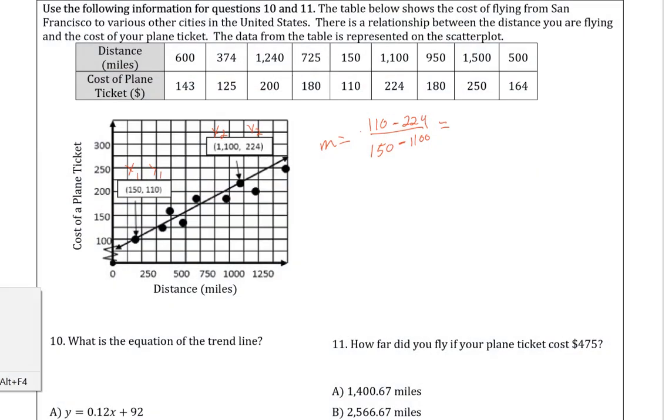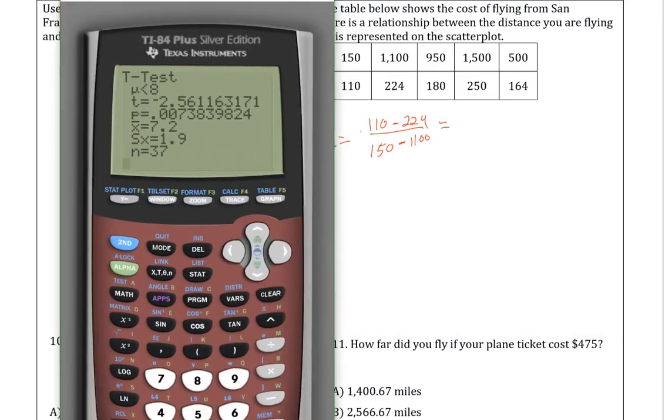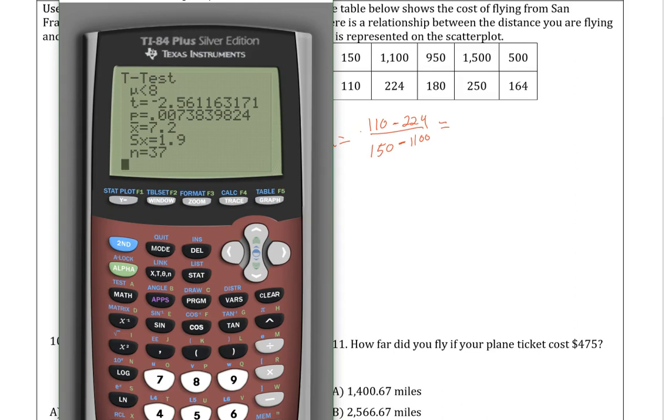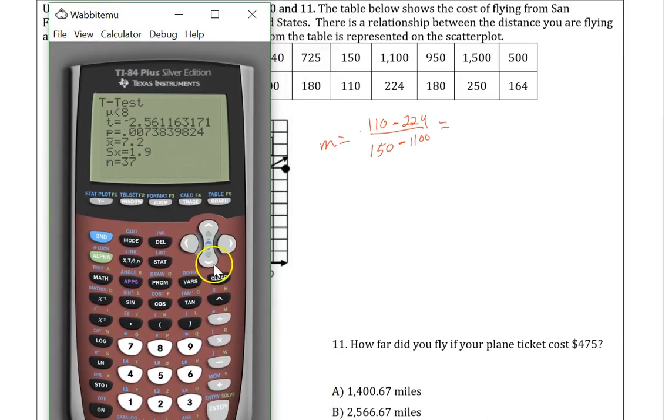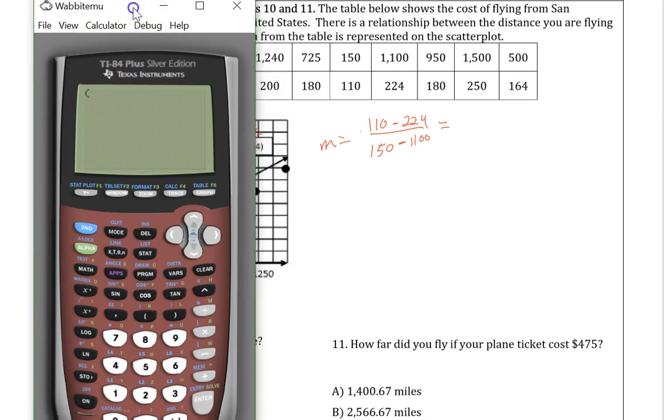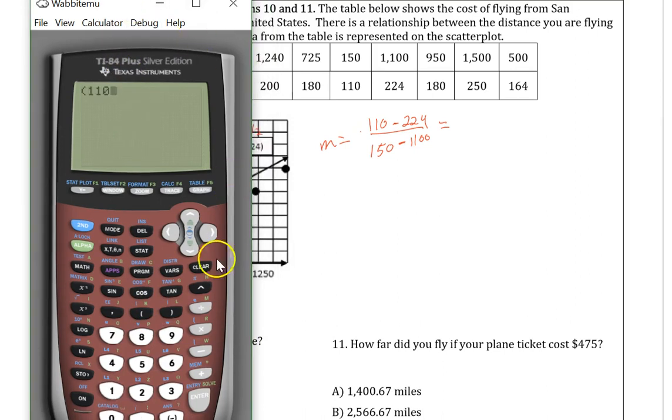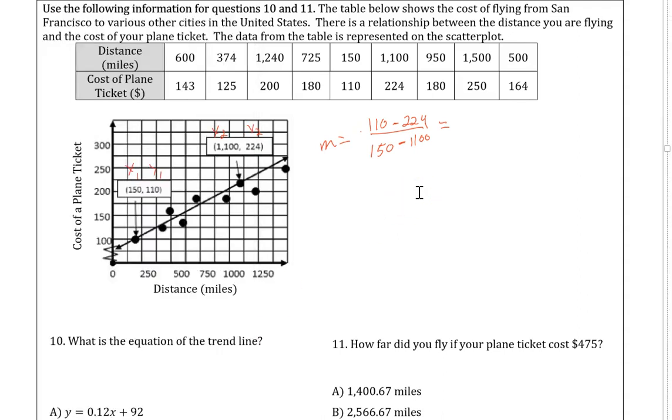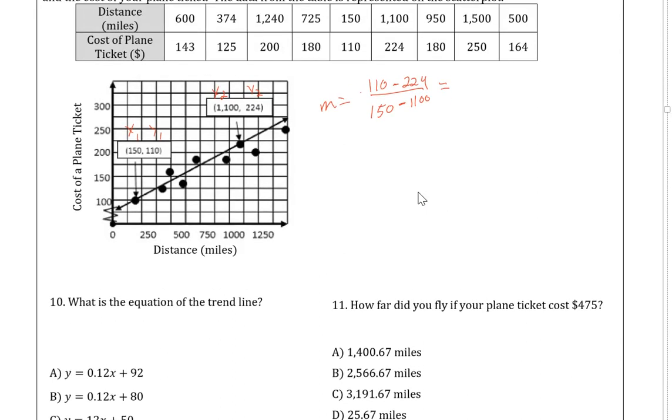So I can find my calculator. There we go. Get rid of it. All right. Smaller. Okay, so we have 110. So we get 0.12. And as we see our choices, they're all written as decimals, so no fractions needed. So let's just leave it as 0.12.